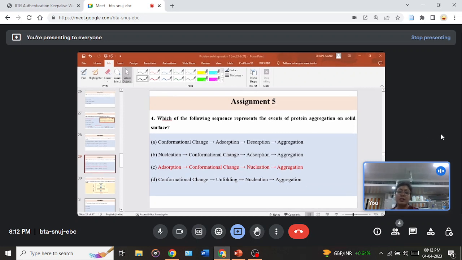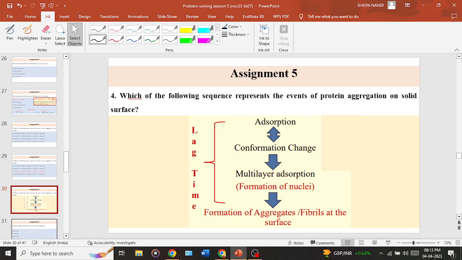Also you must remember that in this question we have been asked the events for protein aggregation on solid surfaces. If you are ever given protein aggregation in the case of bulk, you must remember that also. So how does protein aggregation in the case of bulk occur? We will first see how protein aggregation in the case of solid surfaces occurs, then we will see how it occurs in bulk. Okay, so you are correct.